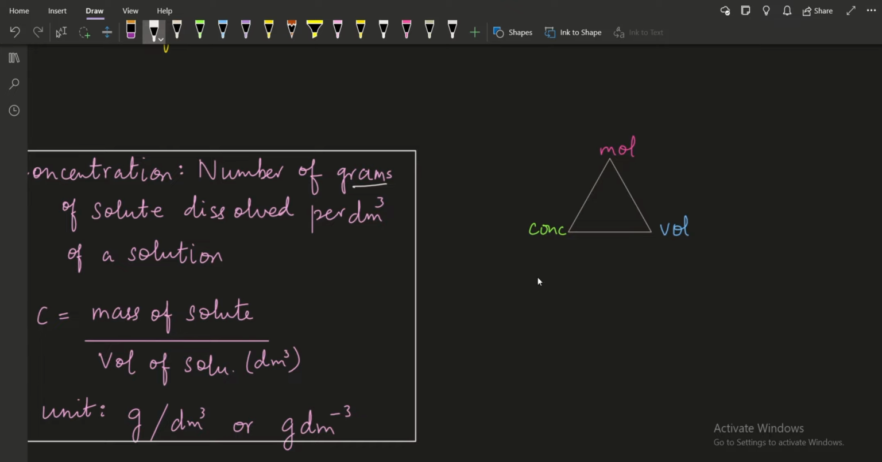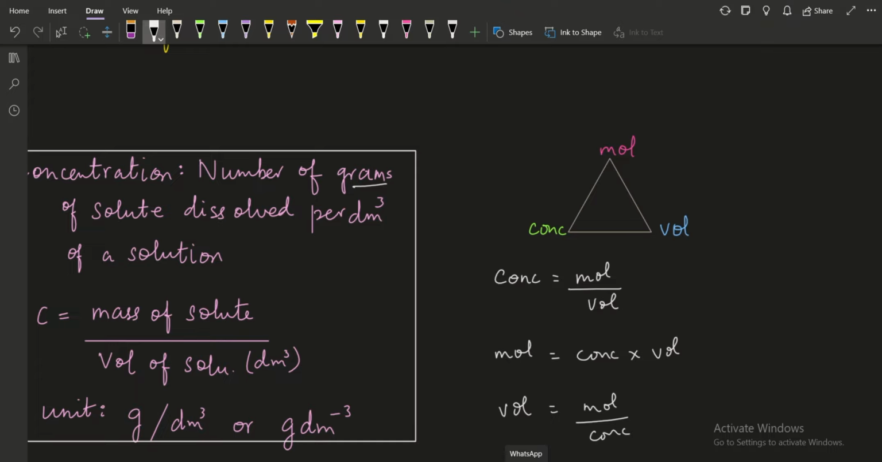Concentration connects mole and volume. If you write the formula for concentration, concentration is equal to moles divided by volume. If you want to calculate moles, the formula would be concentration multiplied by volume. And if you want to calculate volume, the formula would be moles divided by concentration.